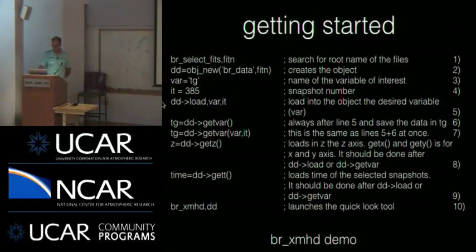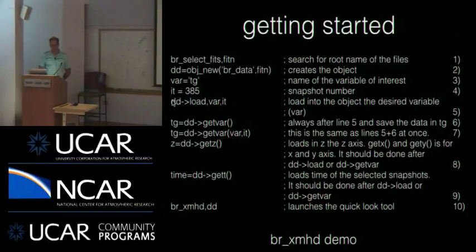The first two lines: the first one basically searches for the FITS files related with the simulation. The next one creates an object using these FITS files. And in order to read, for example, one variable, in this case I'm showing the temperature, it is doing that command line. You call the object, try to load the variable temperature in the snapshot 385. That will be the data in the object.